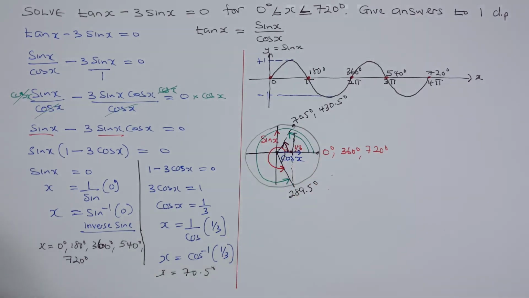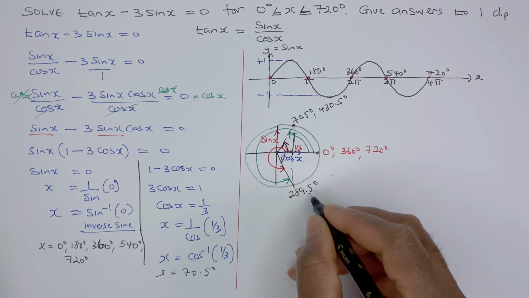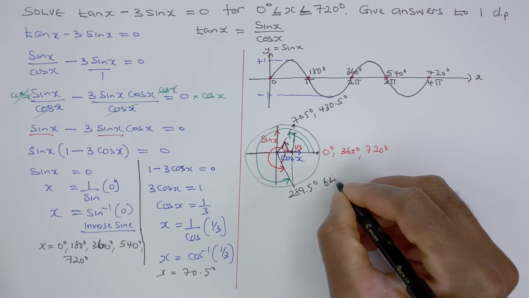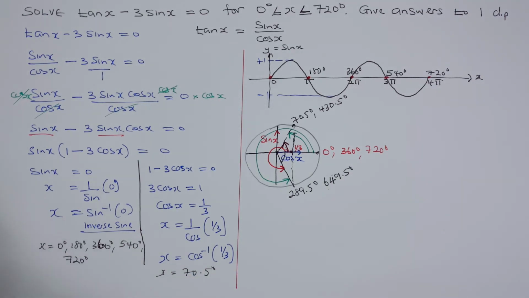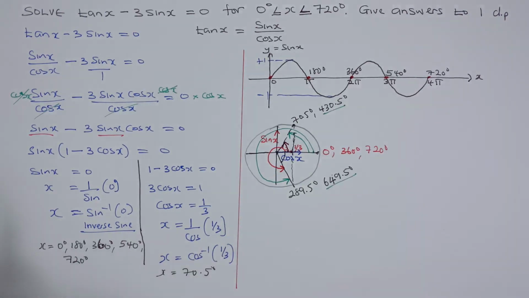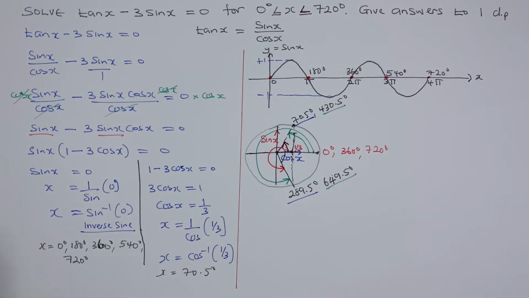And then the other one is 360 plus that, so you just add 360 to 289.5 degrees. And that should give 649.5 degrees. And those are the values that I'm looking for. This is the second round, that's 360 to 720. And the first round is this one here. So those are my x values for the cos.